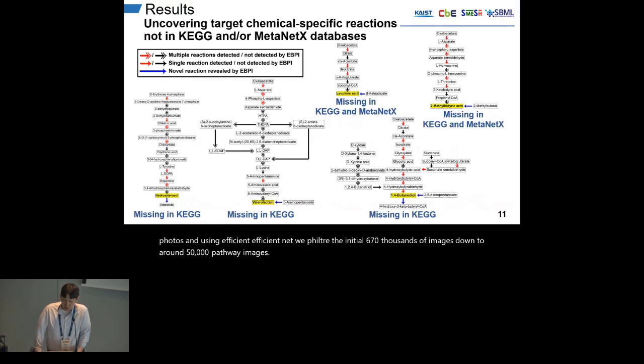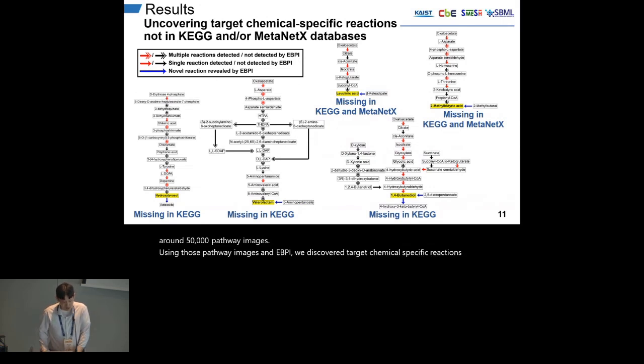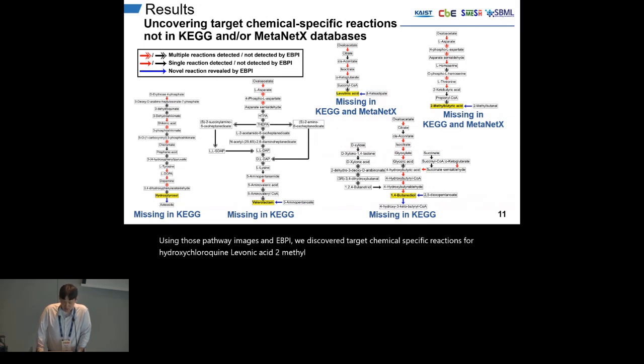Using those pathway images and eBPI, we discovered target chemical specific reactions for hydroxytyrosol, phthalate, levulinic acid, 2-methylbutyric acid, and 1,4-butanediol. These biochemical reactions were not registered in KEGG, and in some cases not in MetaNex either. So this highlights eBPI's potential to complement existing databases.